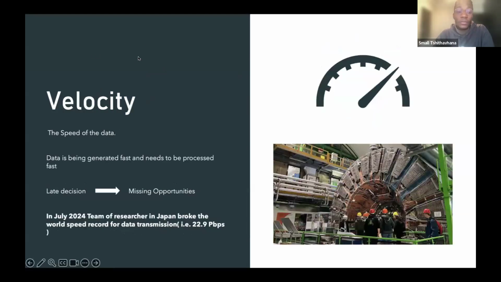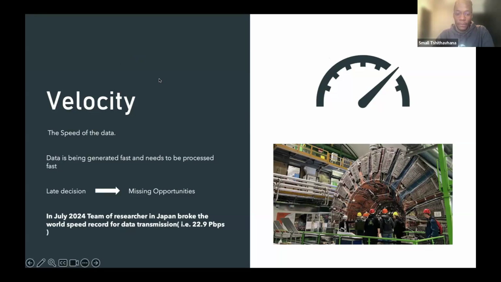And then the third one will be the velocity, which is the speed at which the data is moving. You can imagine when you're forex trading, how data is moving and how you're analyzing high speed data. If you delay by a minute, or your technology is not fast enough to analyze the data, then you're missing a lot of opportunities.